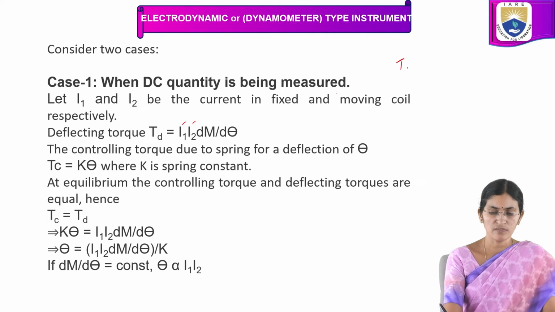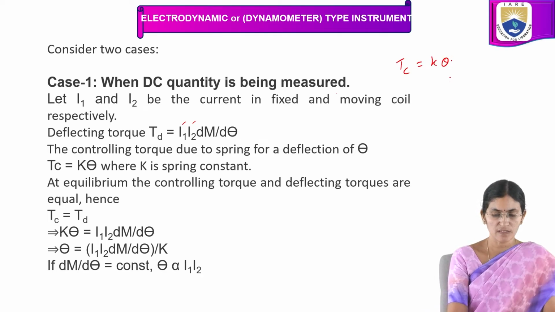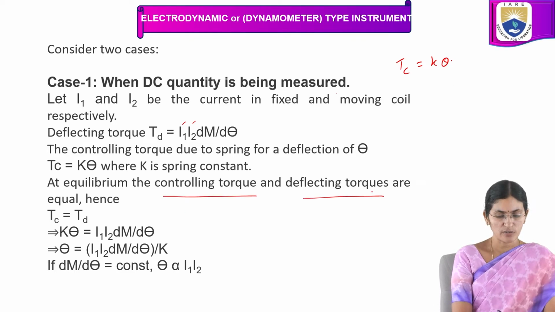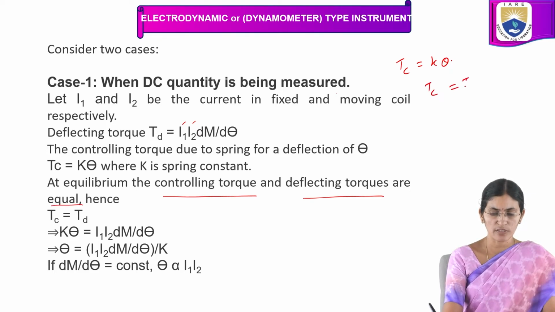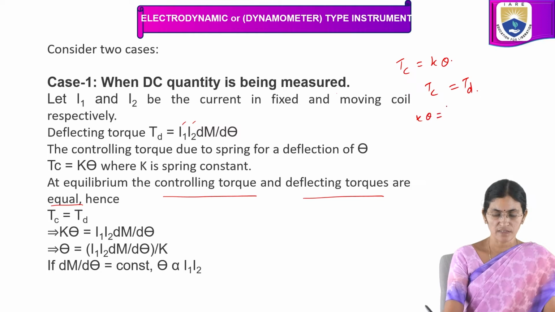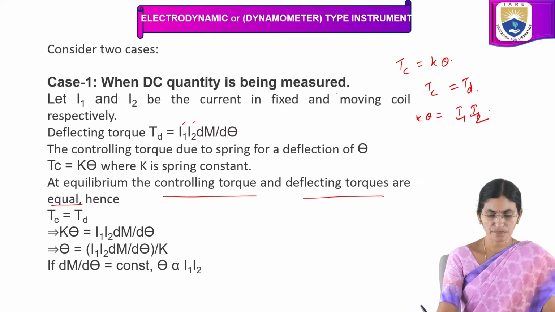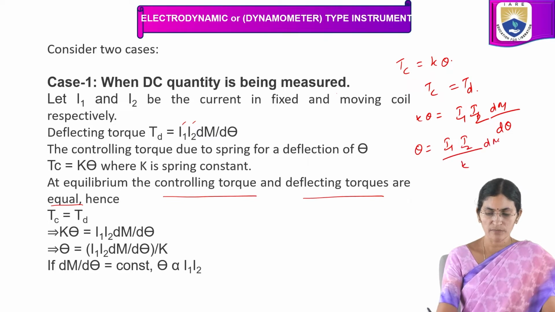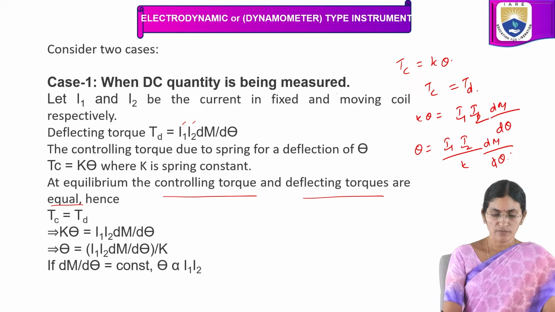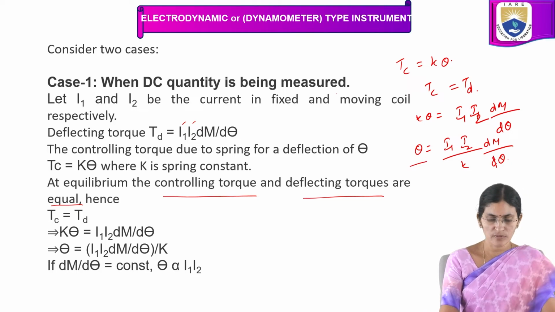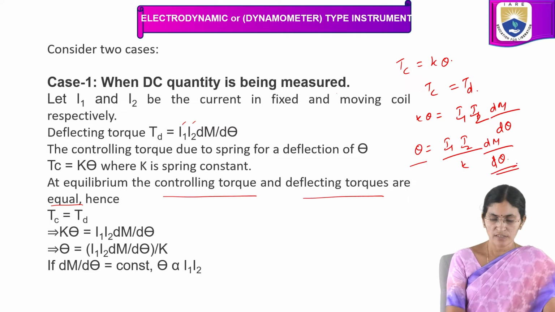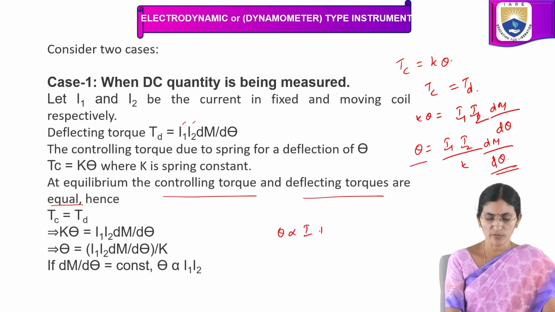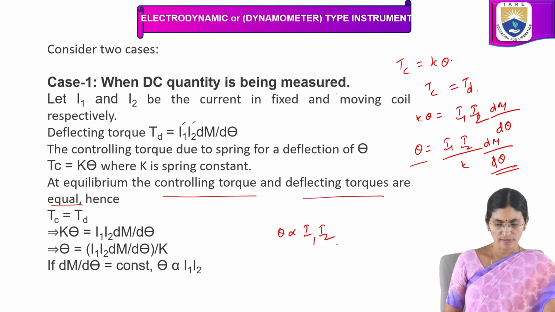So we know the equation. Controlling torque is given by springs, Tc is equal to k theta. At equilibrium, when the controlling torque and deflecting torque are equal, we equate them. So we have k theta is equal to I1 I2 into dM by d theta. From this we can write theta is equal to I1 I2 by k into dM by d theta. So if dM by d theta is a constant, then theta is directly proportional to I1 into I2, the product of the two currents.